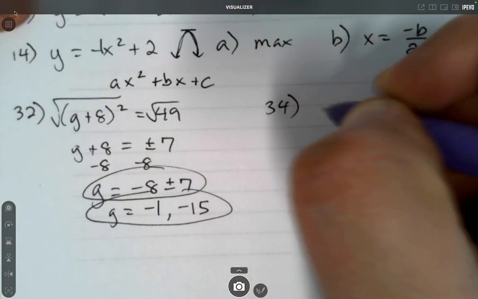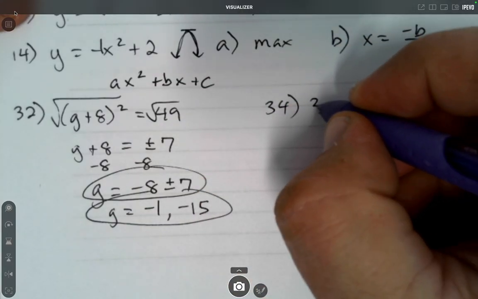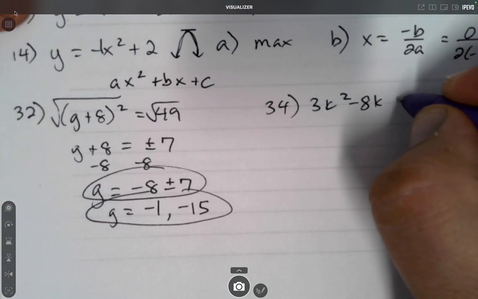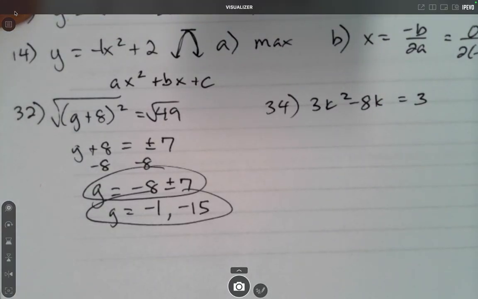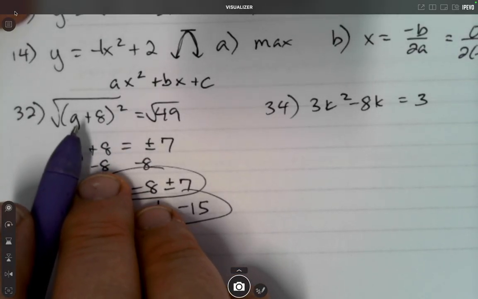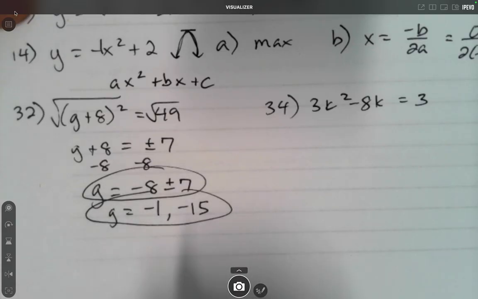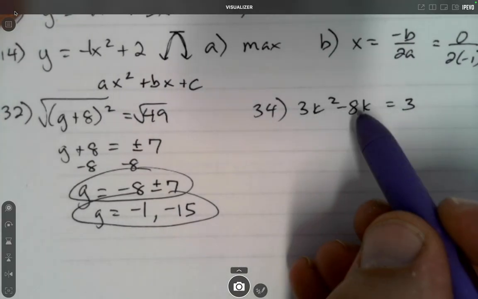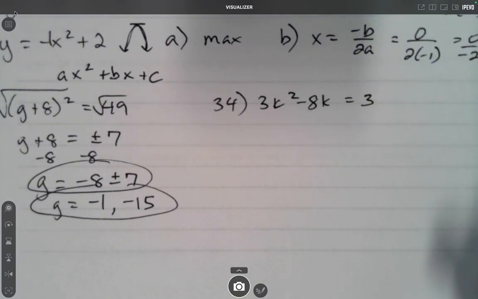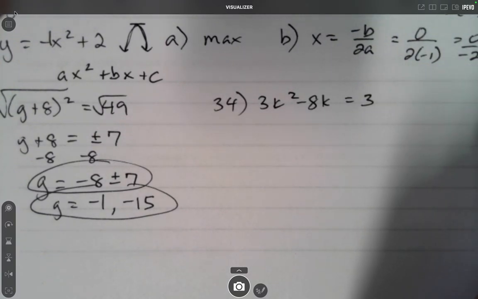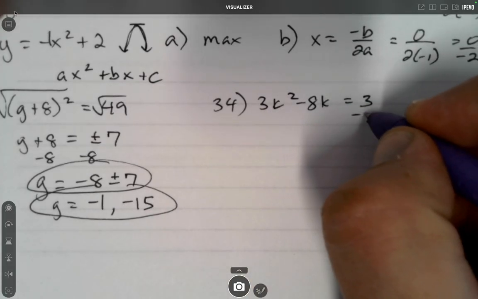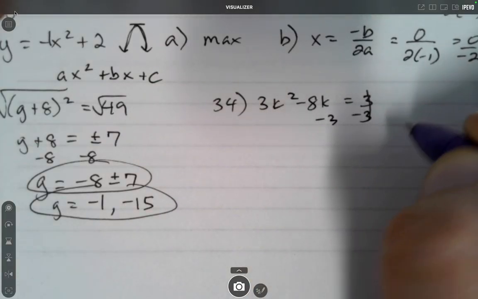Okay, 34. 3k squared minus 8k equals 3. So this will be our other method. This one we just had a single term with a variable, so we could just try to get it by itself with some square roots. But we have two terms with a variable here, so we'll need to do the normal factoring method. We called it type 2 in the notes. So the first thing to do in that style is to get this equal to 0. So we'll subtract 3 from both sides.